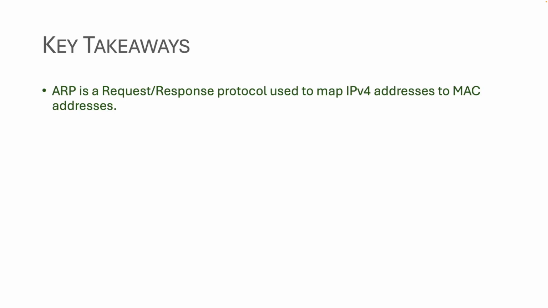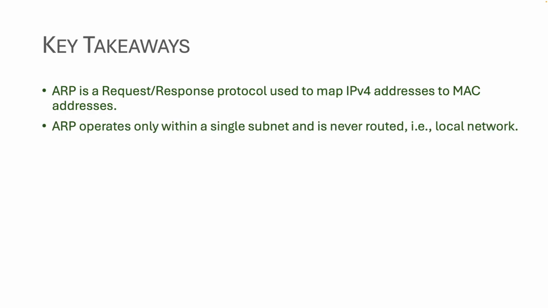To wrap up, here are the key takeaways of this video. The Address Resolution Protocol, or ARP, is a request-response protocol used to translate IPv4 addresses into MAC addresses. ARP operates only within a single subnet and is never forwarded by routers. This means it is strictly limited to the local network, what we usually call a LAN or broadcast domain.